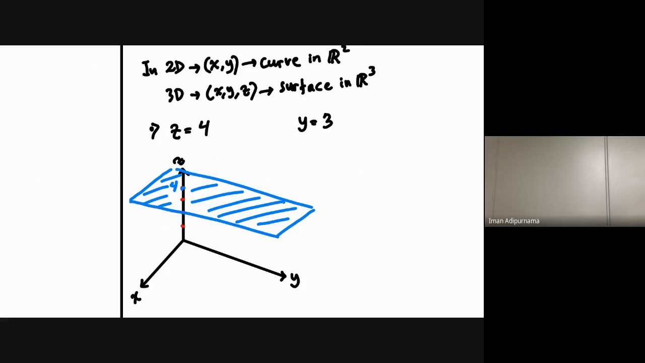Same thing with y equal 3. So you have 1, 2, maybe 3 here. It's like slicing from here. So you will have an infinite amount of 2-dimension x and z at y equal 3. Okay, I hope you get the idea of the surface.